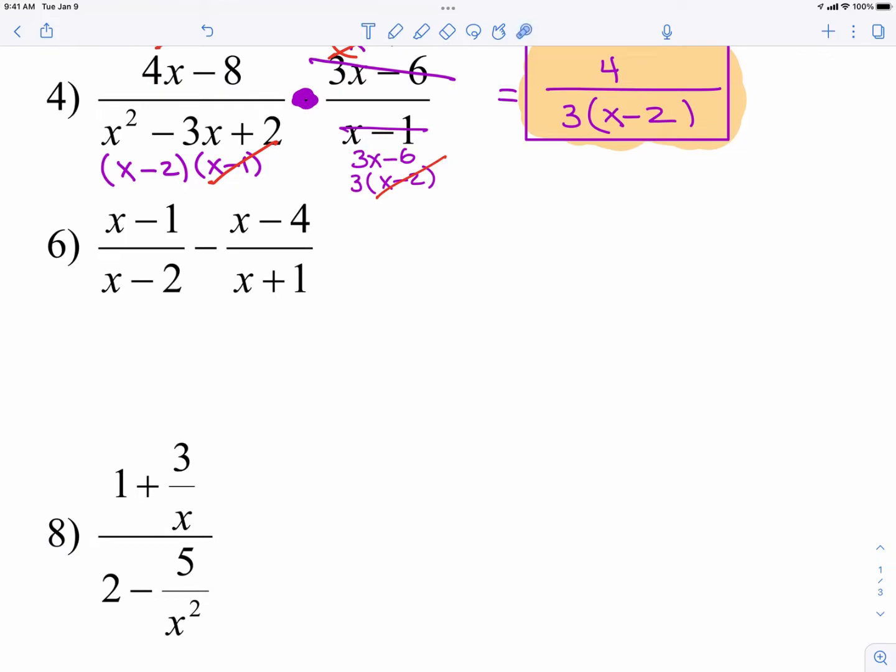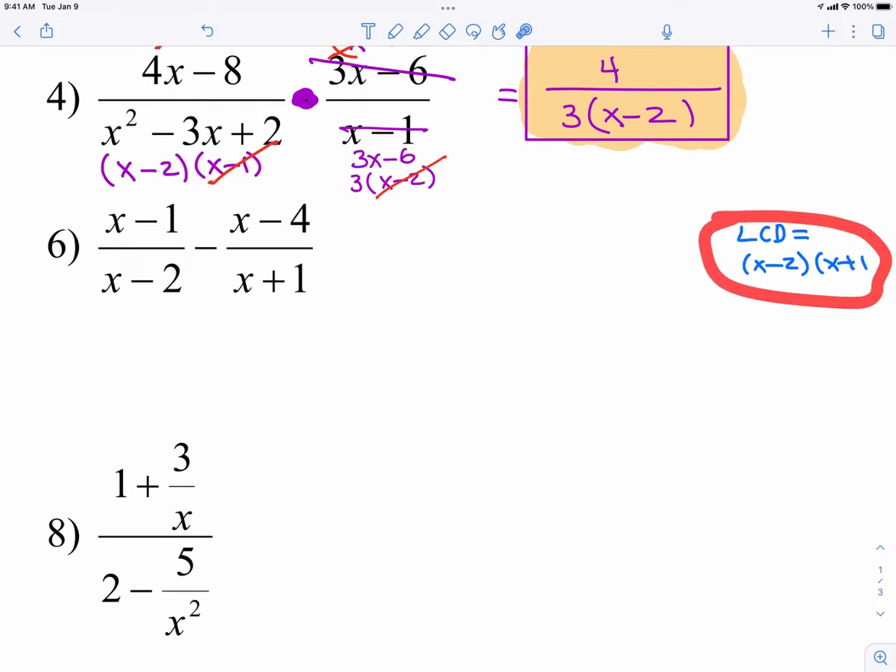All right, question number 6. We are subtracting two fractions. And again, we would need to have a common denominator. So over here on the right, let's determine what our common denominator is. The common denominator is going to be a combination of x minus 2 and x plus 1. So our least common denominator is x minus 2 times x plus 1.